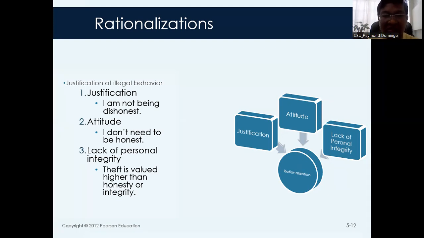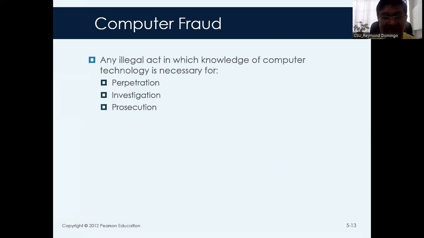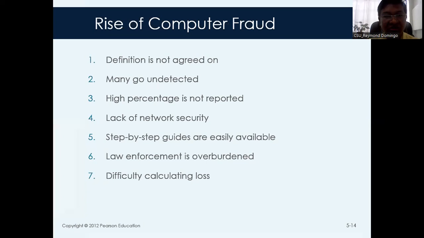Presence of one might trigger a specific person or employee to commit fraud, pero kung there is the presence of two or the three of these factors might cause a higher risk for a person to commit a fraud. Okay? Now we have computer fraud. If we say computer fraud, any illegal act in which knowledge of computer technology is necessary for the perpetration, investigation, and prosecution. Okay.